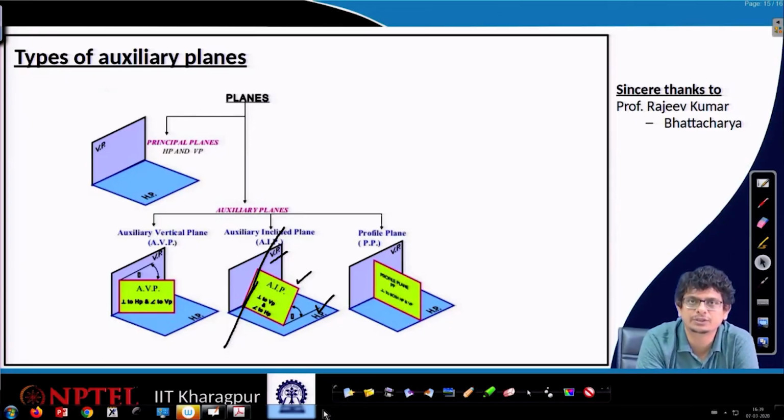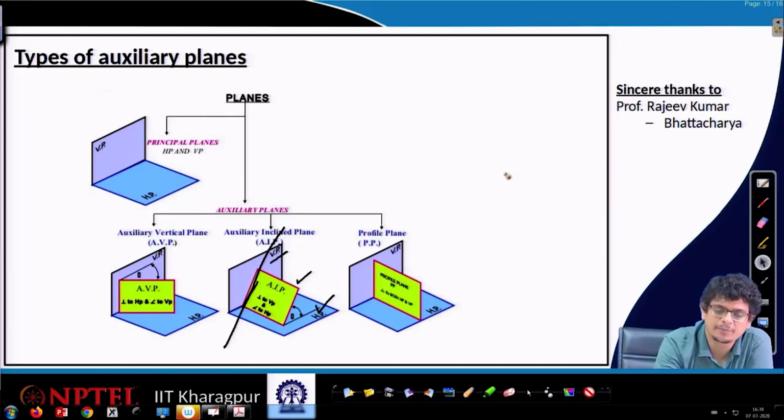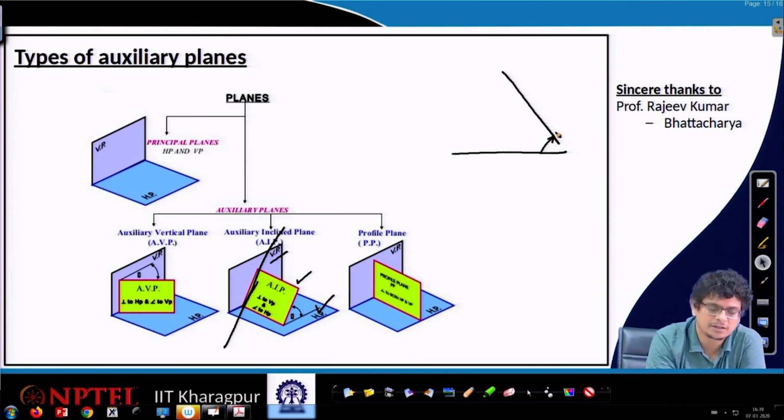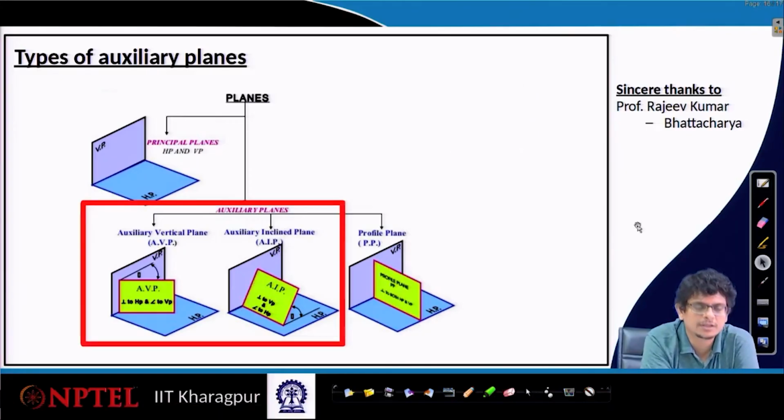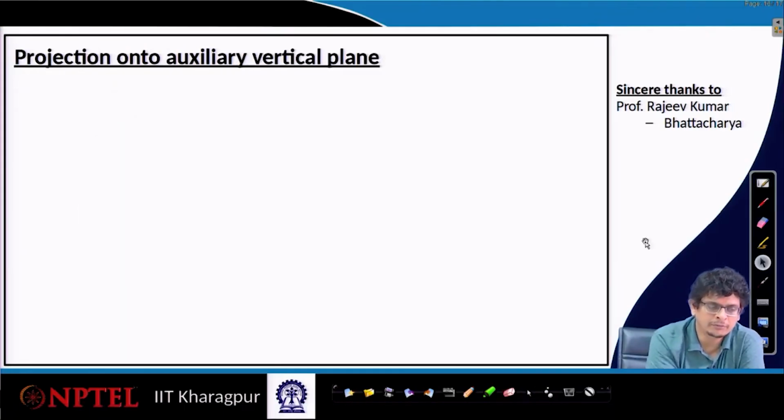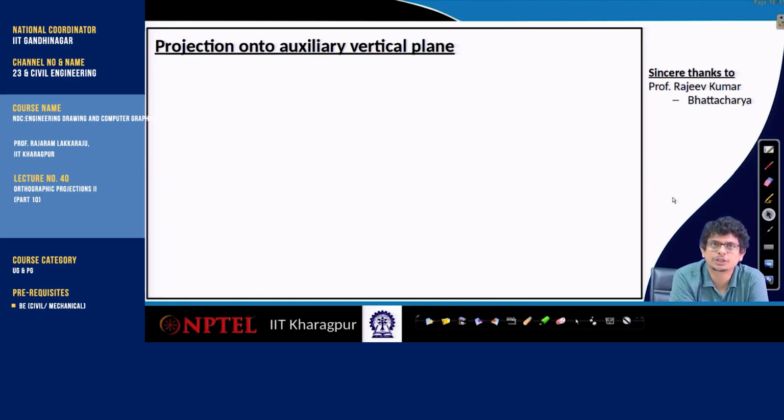In the last class we saw this pentagon. In that pentagon, we made the auxiliary plane in such a way that it made a particular angle. In the next couple of classes we will learn more about these auxiliary planes for lines, planes and also solids. First of all, we will learn how to construct projections onto the auxiliary vertical plane.